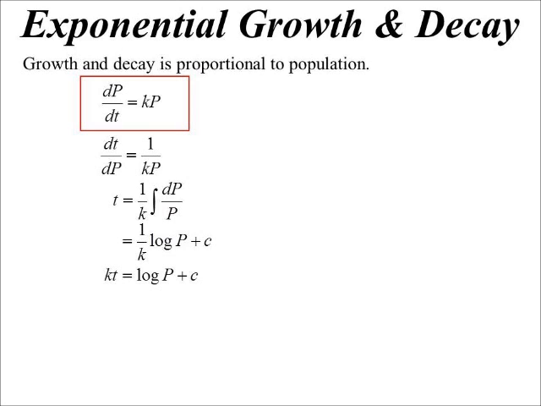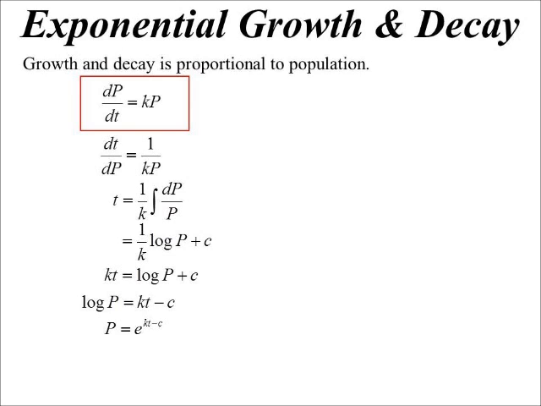Okay, so playing around with this, because we want a formula for population, we want to make P the subject. So I've got kt is log P plus a constant. Log P equals kt minus a constant. To undo the log, exponentialize, again if there is such a word. So P will equal e to the power of kt minus c.